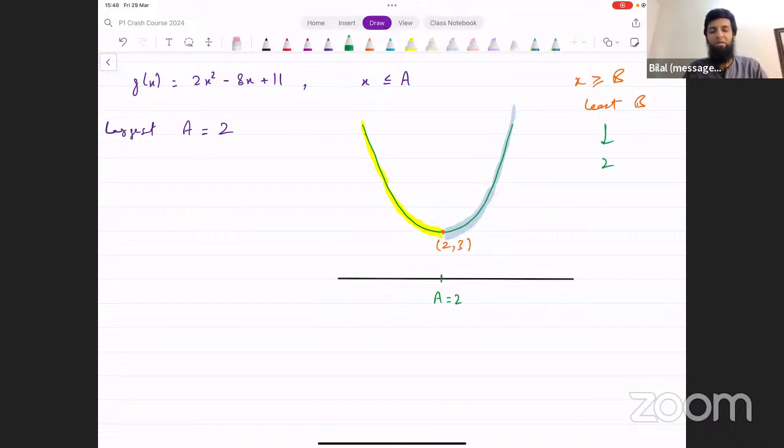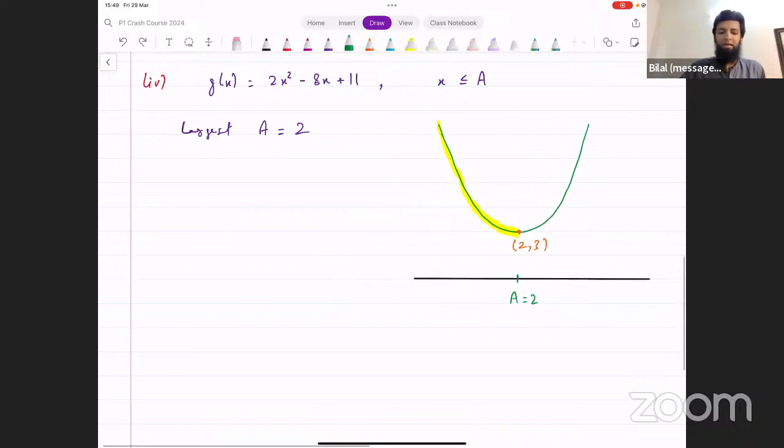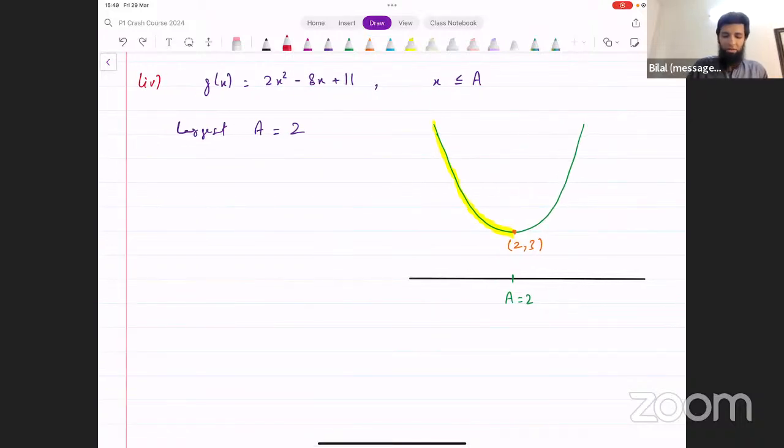So generally, when they ask you for the largest value of x or the smallest value of x such that a function remains one-to-one, generally that value of x is going to be the x coordinate of the turning point. And that's the logic of this. So now when you get such questions, you can just write the x coordinate of the turning point directly, but this is the logic behind all of that. Is that okay?